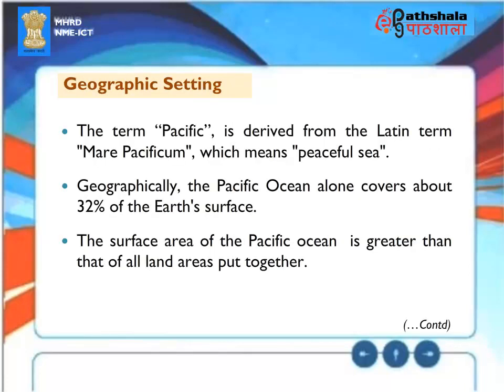Geographic setting. The term Pacific is derived from the Latin term mare pacificum, which means peaceful sea. Geographically, the Pacific Ocean alone covers about 32% of the Earth's surface. The surface area of the Pacific Ocean is greater than that of all land areas put together.